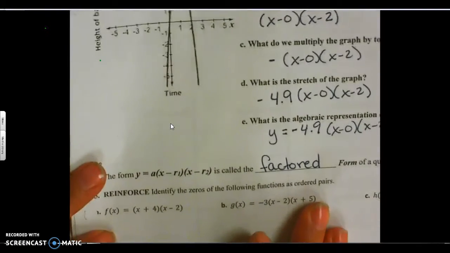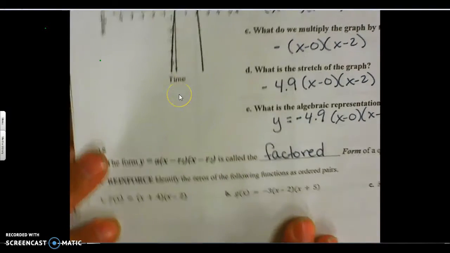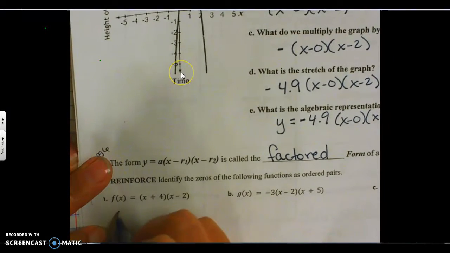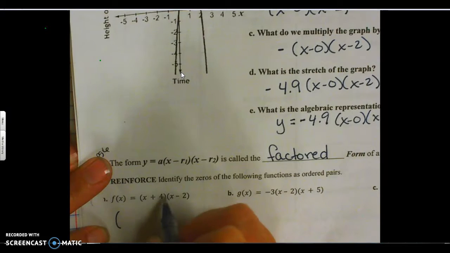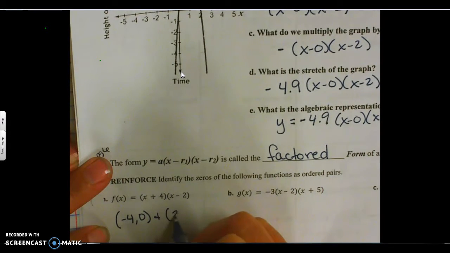So it says identify the zeros of the following functions as ordered pairs. So when you find a zero, it means that y is equal to 0. So my first one, if I change the sign, is negative 4, 0 and positive 2, 0. Okay?